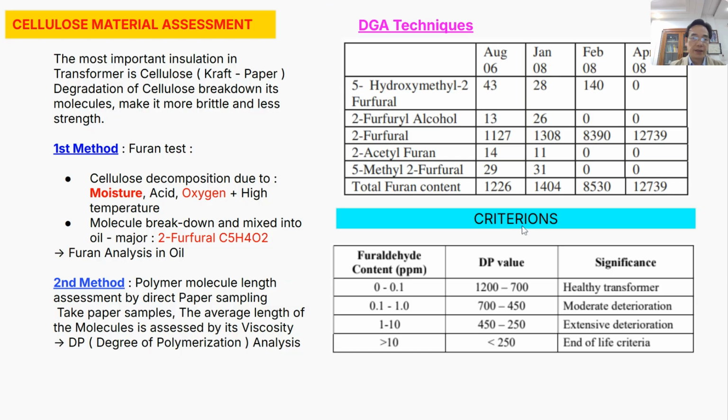Okay, so that is very roughly the methodology and what we are doing. We have to do with the DGA and with the assessment of the furan and the cellulose material in a transformer.